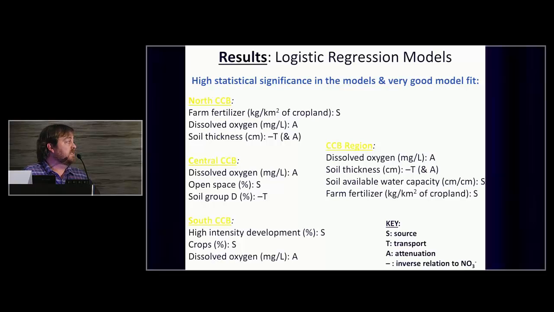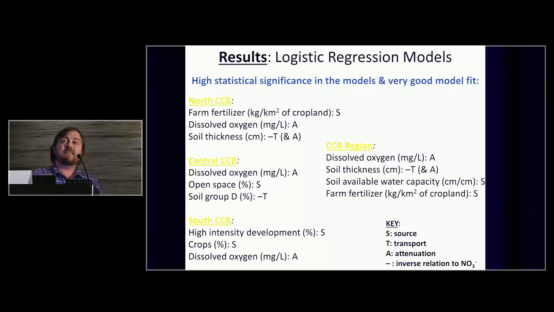But what we do see is dissolved oxygen is important in all the models, even the regional model, farm fertilizer. We see soil thickness and other soil properties. This is low infiltration, soil group D, and other land uses like crops that were significant in our models.